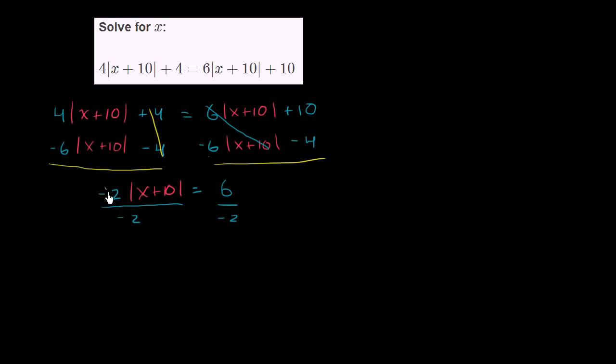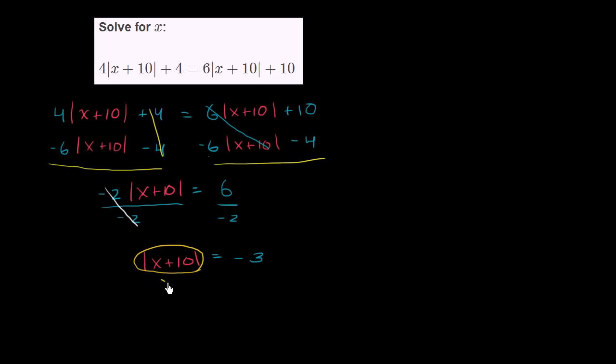So negative 2 divided by negative 2 is 1. 6 divided by negative 2 is negative 3. So we get the absolute value of x plus 10 is equal to negative 3. Now, this gets us to a very interesting situation. You might say, hey, maybe this could be the positive version or the negative version, but remember, absolute value is always non-negative. If you took the absolute value of 0, you would get 0, but the absolute value of anything else is going to be positive.